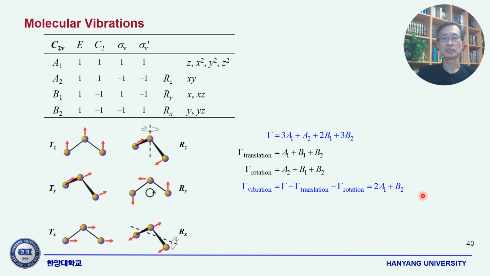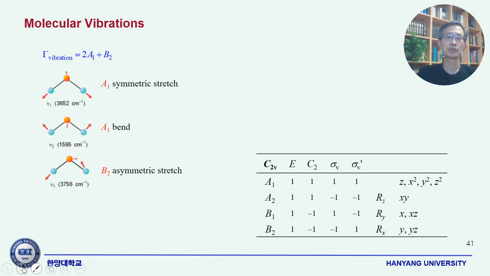Okay, so this is 2A1 plus B2 as the vibrational representation. So the vibrational representation has this 2A1 plus B2. Then we can further decompose it into normal modes. We call it normal mode. So you will see how it works. So the vibration has 2A1 plus 2B2.